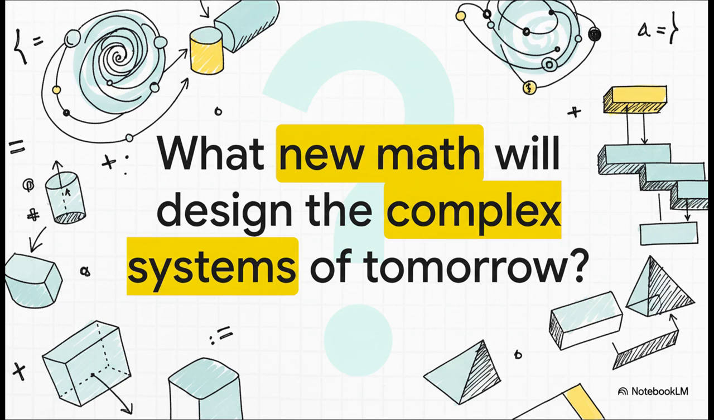And that leaves us with a pretty fascinating question to chew on. We've got this incredible algebraic blueprint for the linear systems that power so much of our world. But when we look to the future, to things like AI, quantum computing, or complex biological systems, what new kind of math are we going to need to invent to draw the blueprints for them?